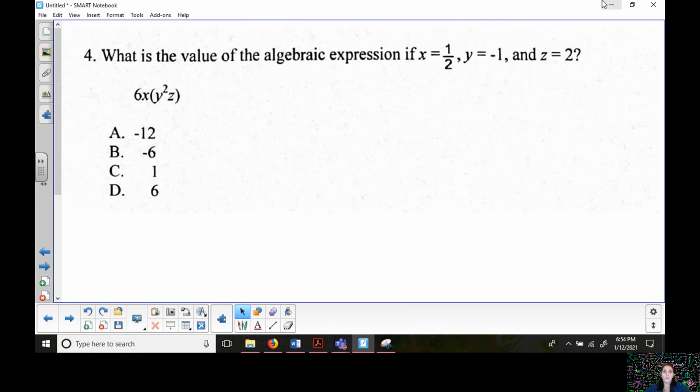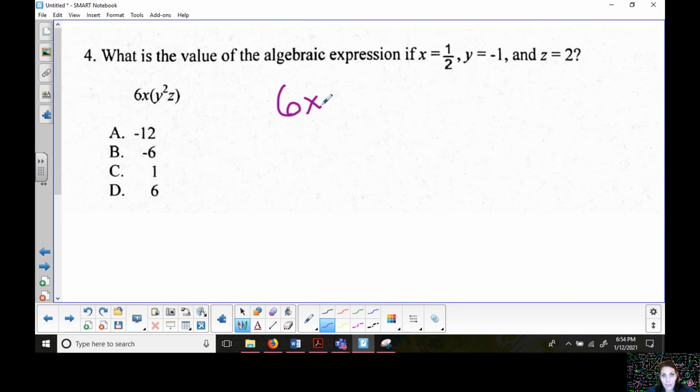Okay, moving on. Number 4. Oh, this is a good one. I like this one. We're going to go in with the purple. What is the value of the algebraic expression? It gives us all this, and there's our expression. So I am going to rewrite this.